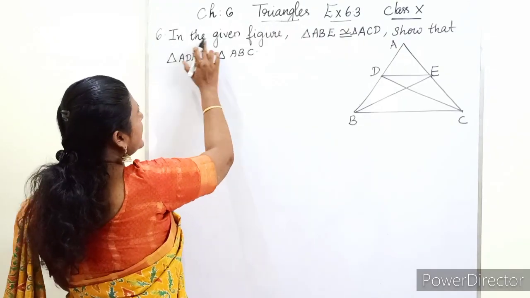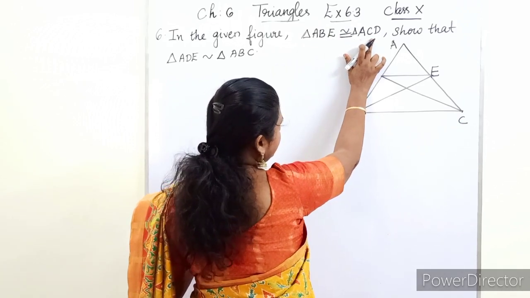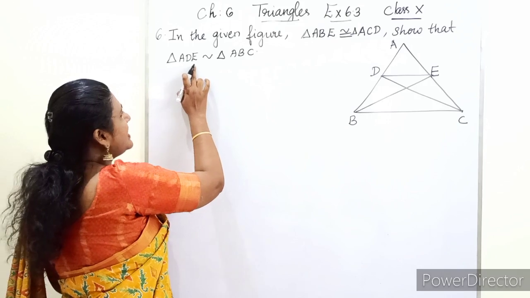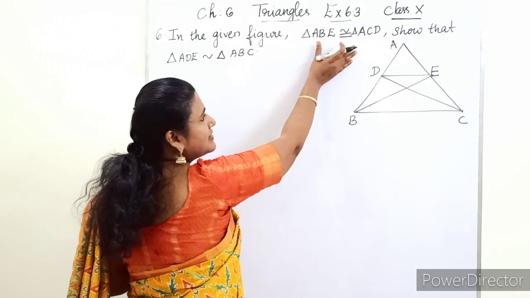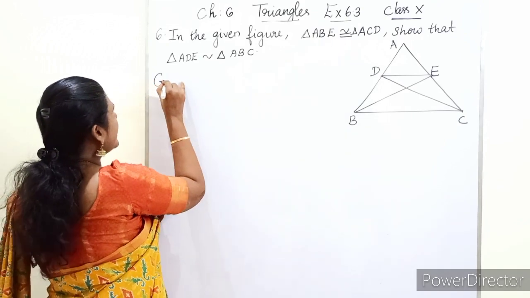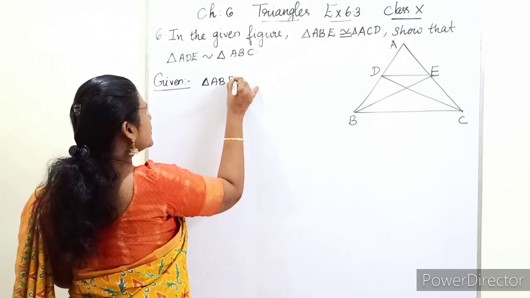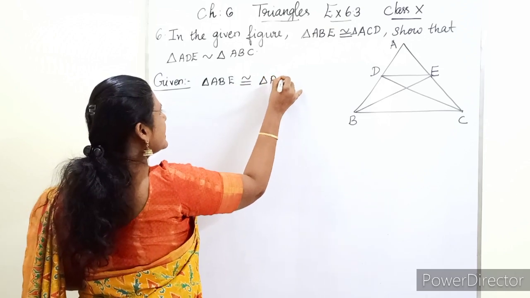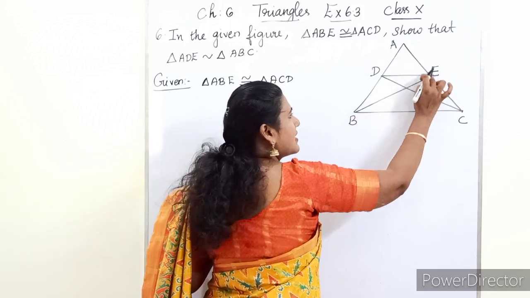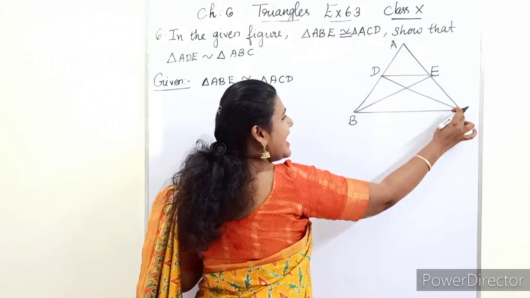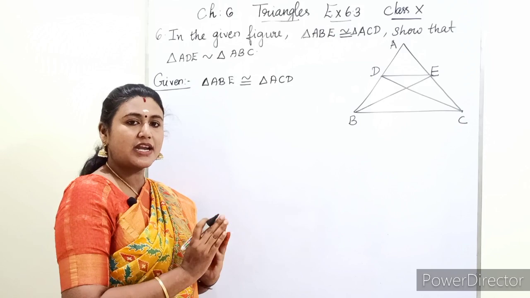Question number 6. In the given figure, triangle ABE is congruent to triangle ACD. Show that triangle ADE is similar to triangle ABC. So here in this question we are given this condition, triangle ABE, that is this triangle, is congruent to triangle ACD, this triangle. Okay, so these 2 triangles are congruent, that condition is given.